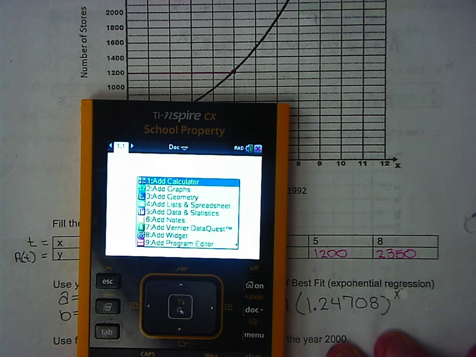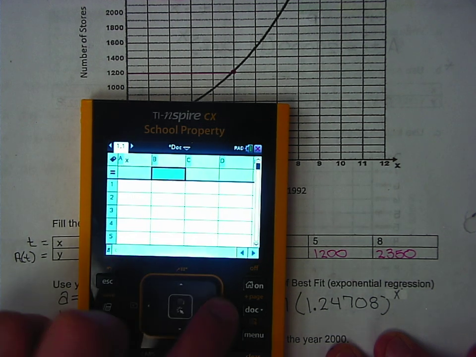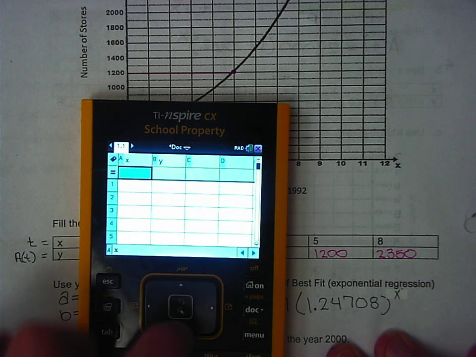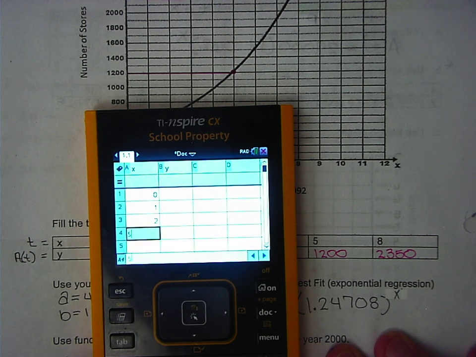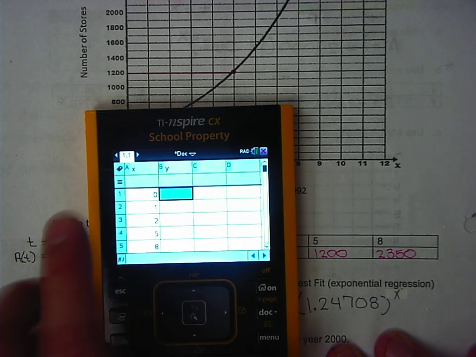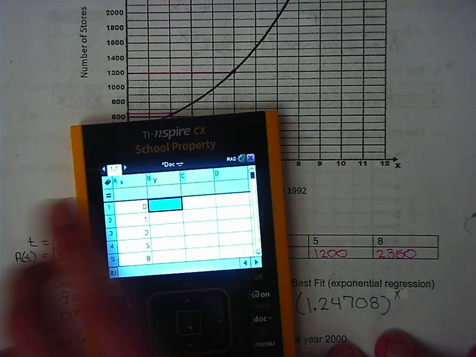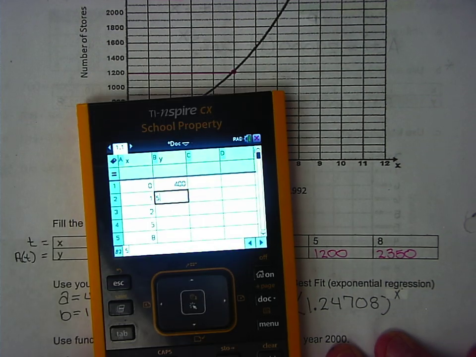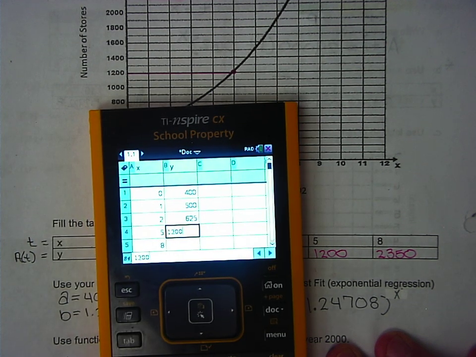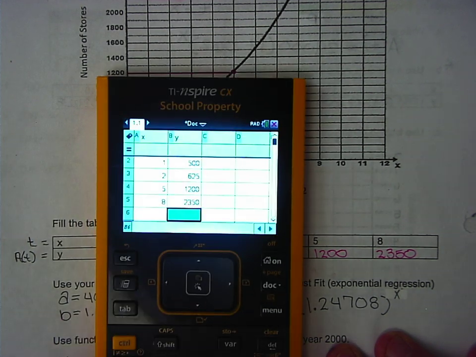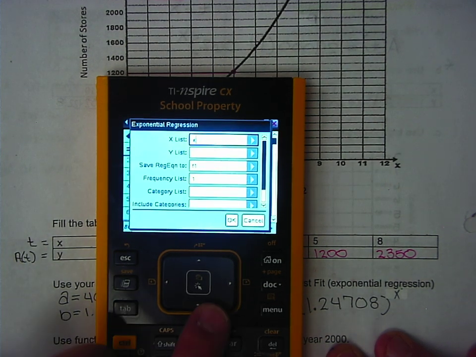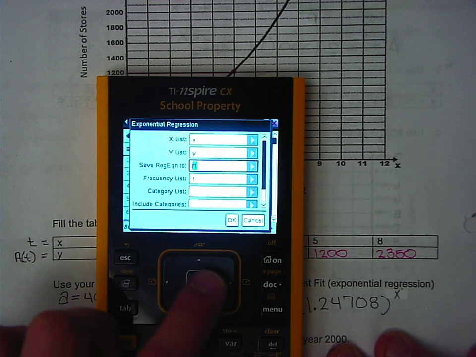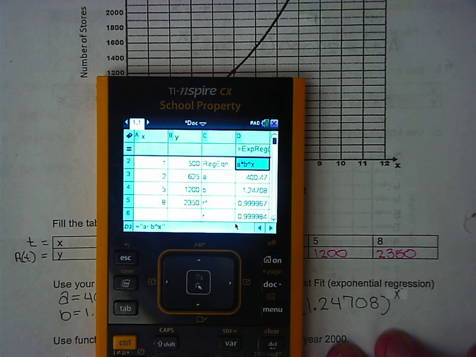Don't save anything on here. List of spreadsheets, there's my X, there's my Y. The year numbers I have are 0, 1, 2, 5, and 8. And then I have all these numbers, 400, 500, 625. Then I get 1200 and 2350. Went ahead and did menu, 4, 1, A. X stuff goes in the X list, Y stuff goes in the Y list, okay. And there are my values.